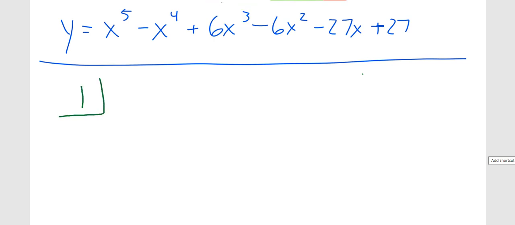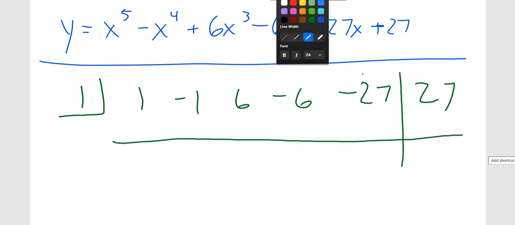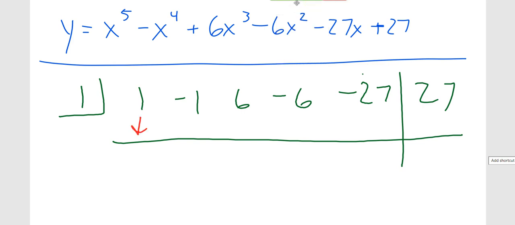Okay, so we got a 1, 1, -1, 6, -6, -27, and 27. Good thing we didn't have any missing zeros there. Okay, so now we carry down the 1. Multiply. What do you get? Add.